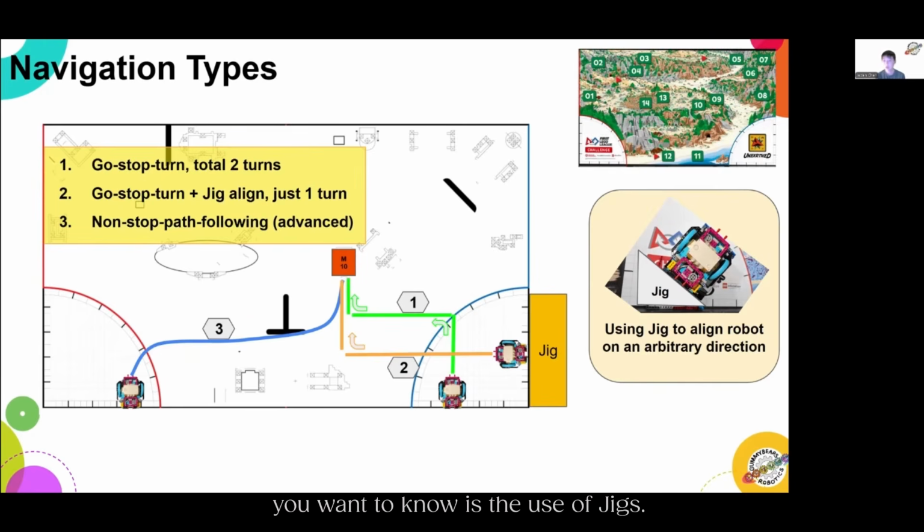Another thing you want to know is the use of jigs. Jigs can be very helpful for your alignment in the home area, as sometimes you might not be able to place the robot in the same place every single time. So using a jig like the triangle one on the right or a rectangular one in the main diagram can help you align your robot faster and more precisely.